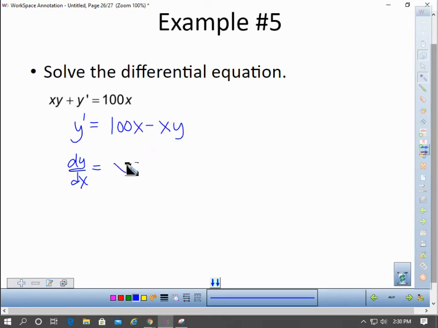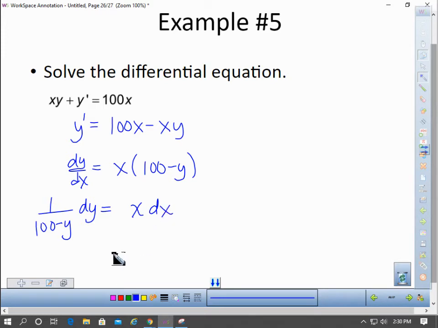So I can factor out an x out of this expression. So I've separated my x's and y's. So now I can move the y term over to this side. So I'm going to divide by 100 minus y and keep the dy on that side. And then I'm going to multiply the dx over to this side. All right, so I divided the 100 minus y and I multiplied the dx over. So now I'm going to integrate both sides.